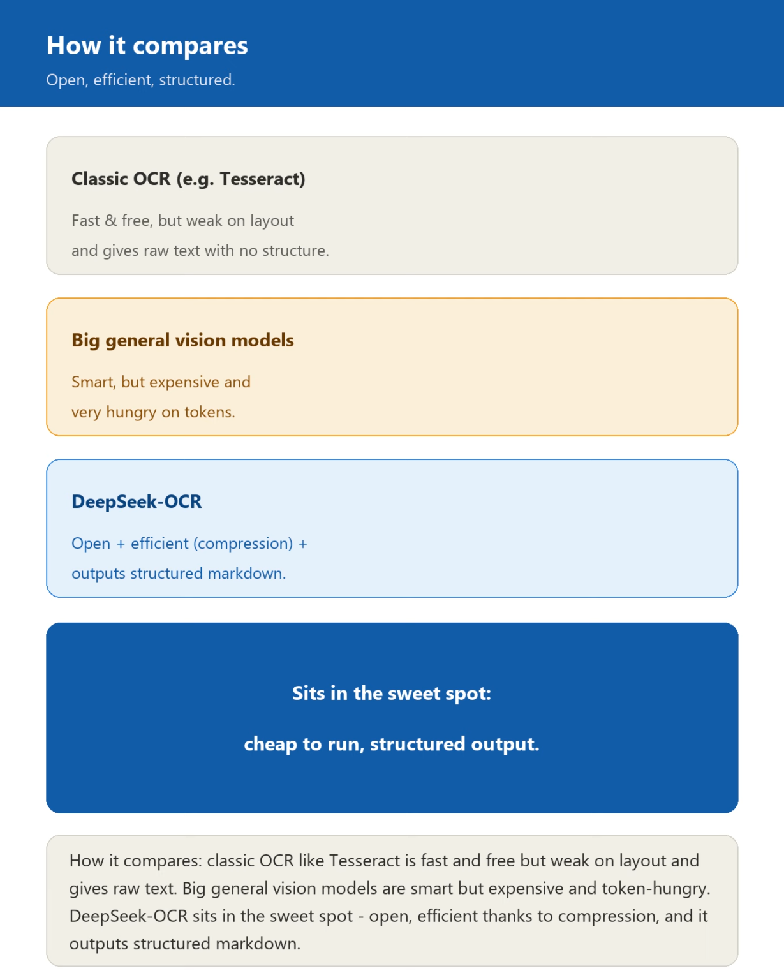How does it compare to other options? Classic OCR tools like Tesseract are fast and free but struggle with complex layouts and give you raw text with no structure. Big general vision models are smart but expensive and token hungry. DeepSeek-OCR sits in a sweet spot: it's open, it's efficient because of the compression, and it outputs structured markdown, not just a wall of text.